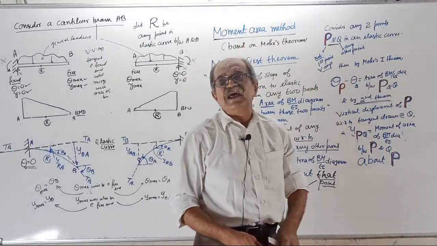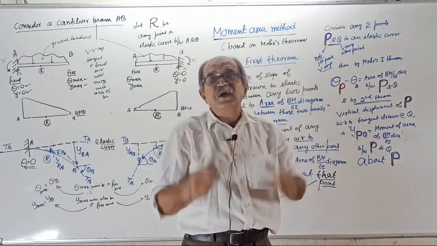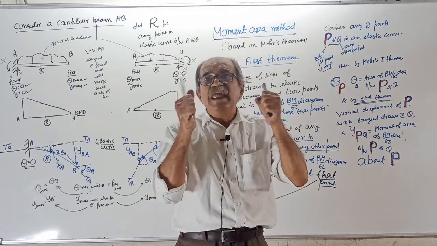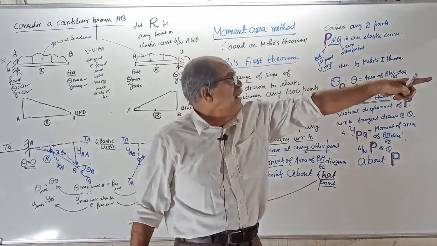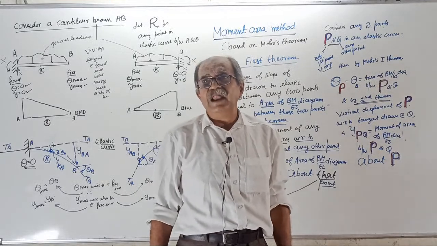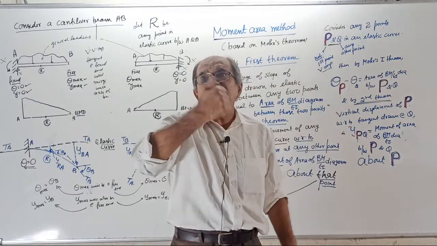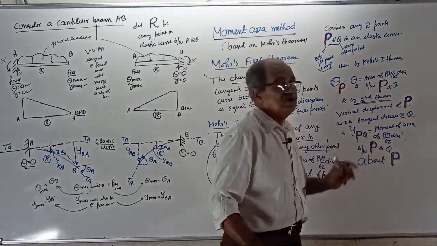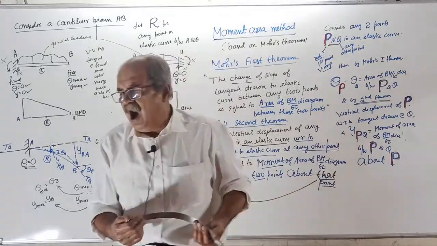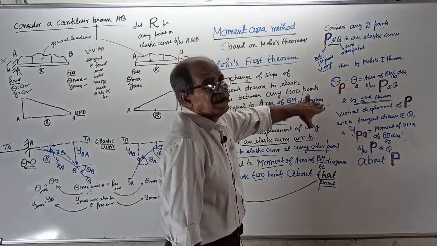Suppose I tell the theorem for E and F. What do you have to tell? Vertical displacement of E with respect to the tangent at some other point F is equal to the moment of the area of the BM by EI diagram between E and F about E. That's all. Now, all this I will remove. You go through it again and again and understand.